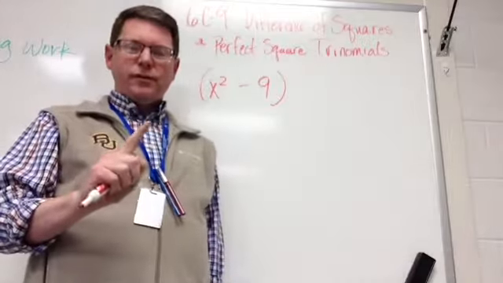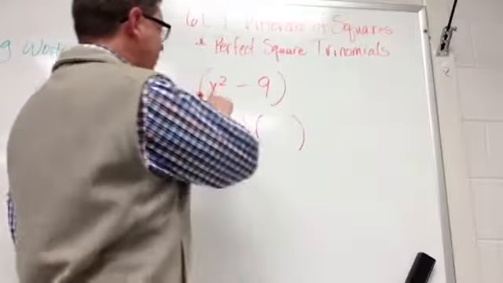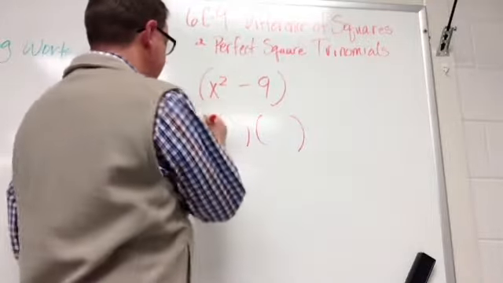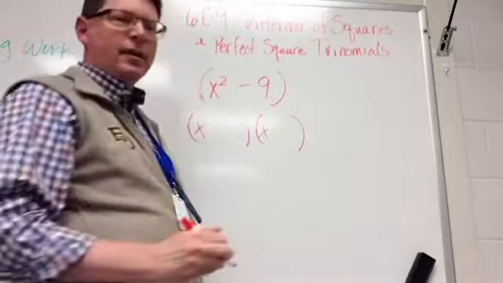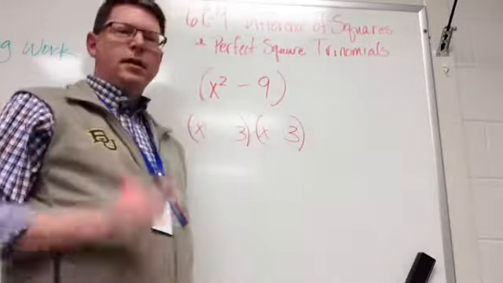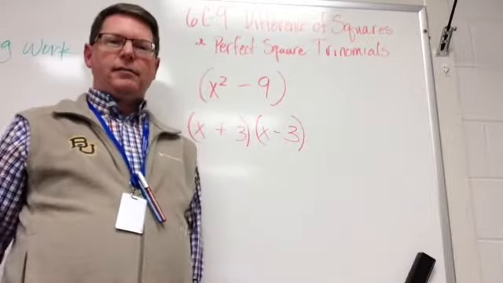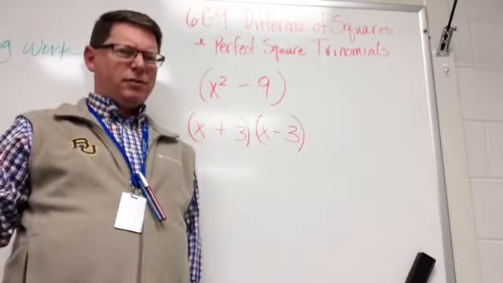To factor a difference of squares, I'm going to come up with two binomials. The square root of the first term is x and x. The square root of the second term is 3 and 3. One of them is going to be plus, one is going to be minus. That's it. Now you're thinking, how in the world does that work?